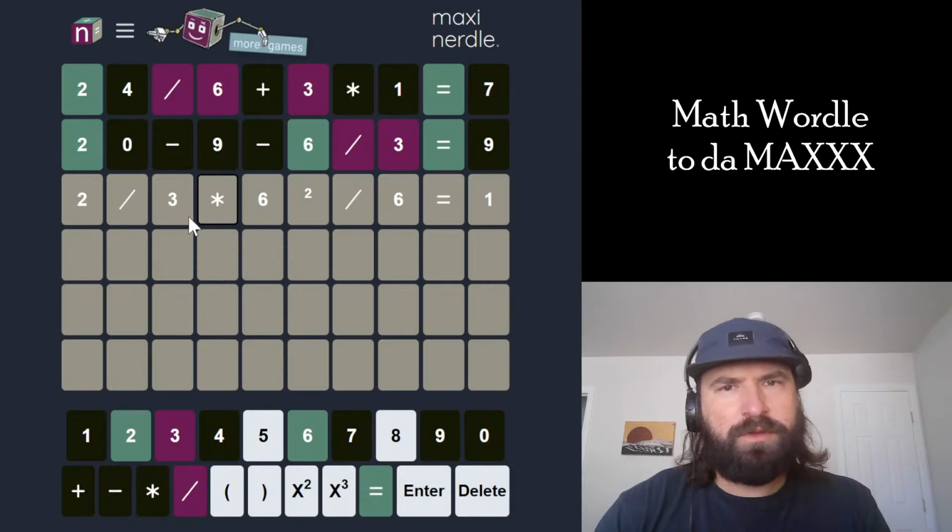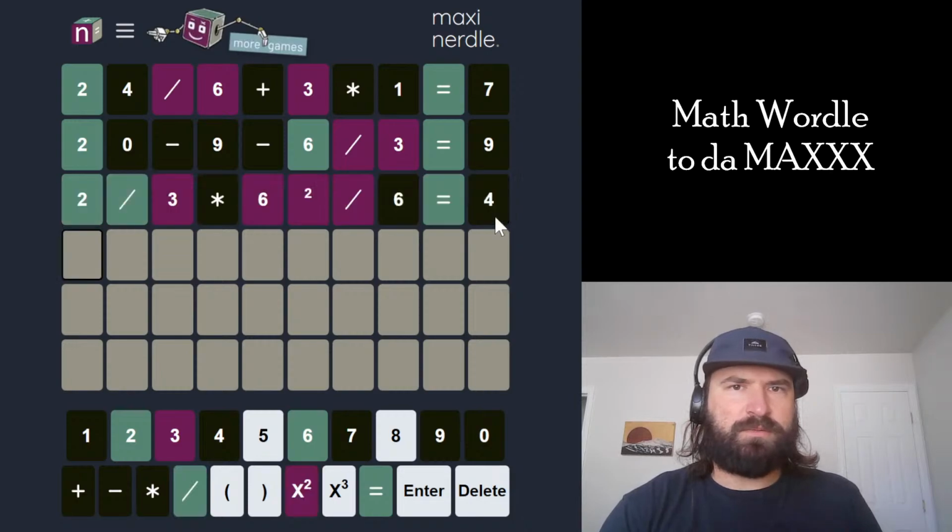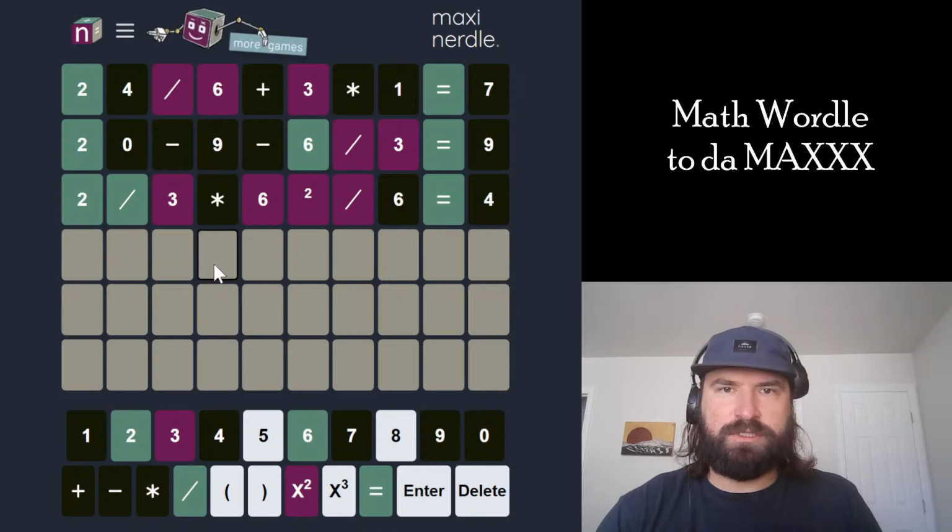Does this work? 2/3 times 6 squared. 2/3 times 6 is 4. Times 6 again is 24. Divided by 6 is 4. I don't know. I need to put something in. Division does go there, and there is a second division sign, which is going to have to go here now. Which is really confusing. How do I make the... There's got to be parentheses.